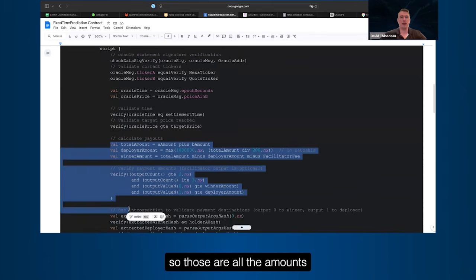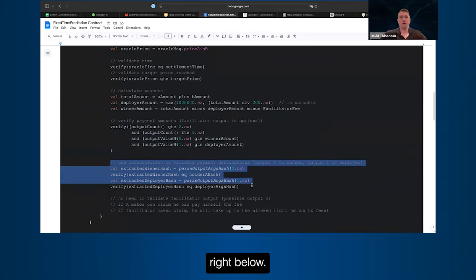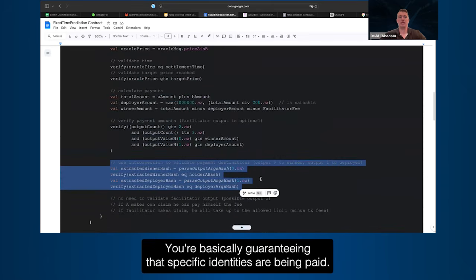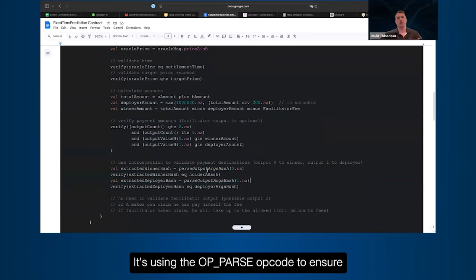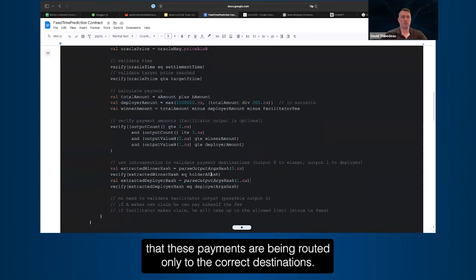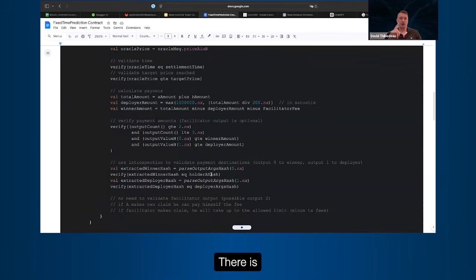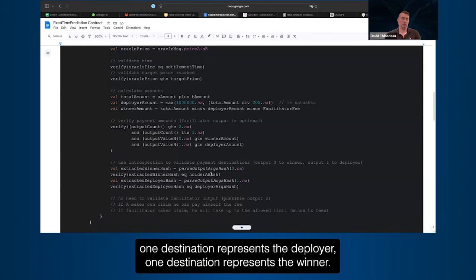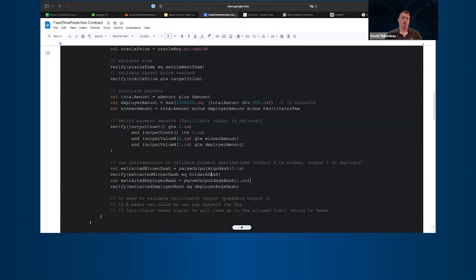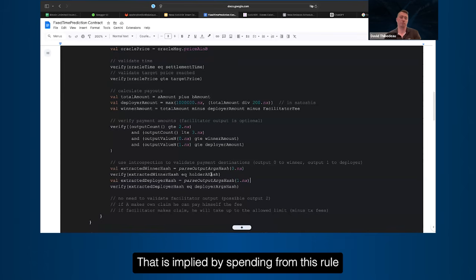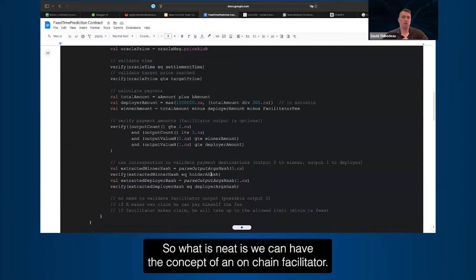So those are all the amounts. Right below, you're basically guaranteeing that specific identities are being paid. That's what that code is doing. It's using the op parse opcode to ensure that these payments are being routed only to the correct destinations. There is one destination that represents the deployer, one destination that represents the winner that is implied by spending from this rule on this contract. So what is neat is we can have the concept of an on-chain facilitator.